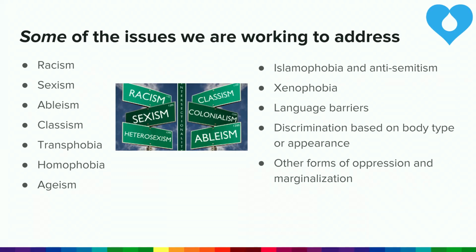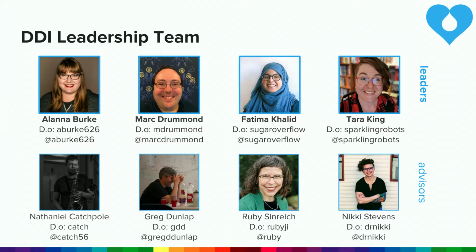In terms of who the active team is right now, there are 8 leadership team members. The top row, we are the day-to-day leadership, leading meetings, getting stuff done in the issue queue. This is the advisory team. Ruby just stepped into the advisory role. We're so happy to have her there, although a little sad to not have her on leadership anymore. So Nikki founded it in April at DrupalCon Nashville. Fatima took over as the leader. She just became a Code for Canada fellow, which is super exciting, and could not make it today, but she's amazing.